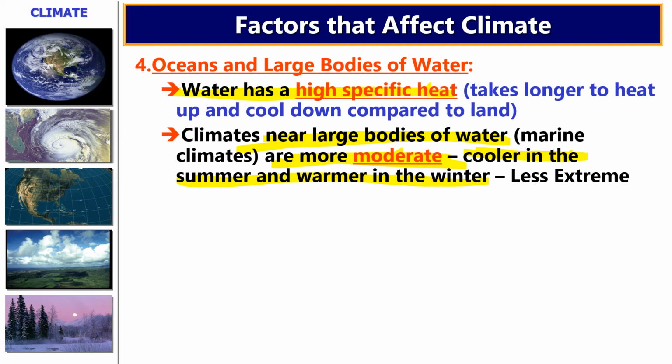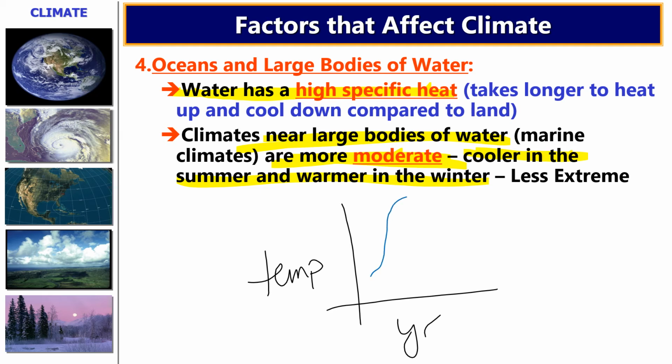So if we were to look at a graph showing us temperature over a year, and I wanted to look at something far away from water. Well, in the winter, it's going to be very cold, and then it's going to warm up in the summer, and then get cold again in our winter months. But if I was near water, I'm going to have kind of a more average temperature.